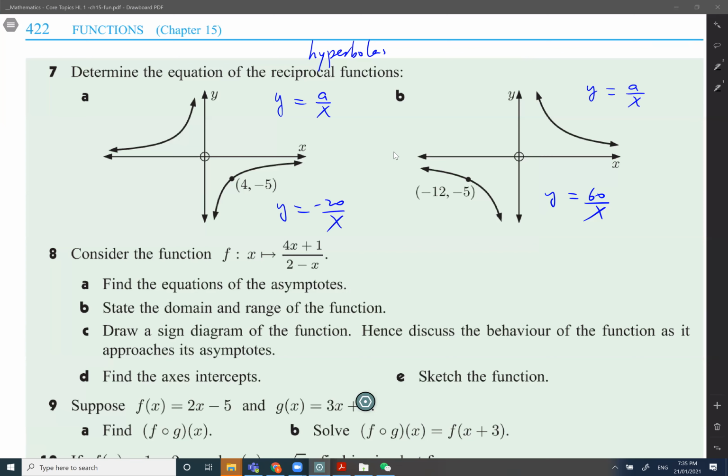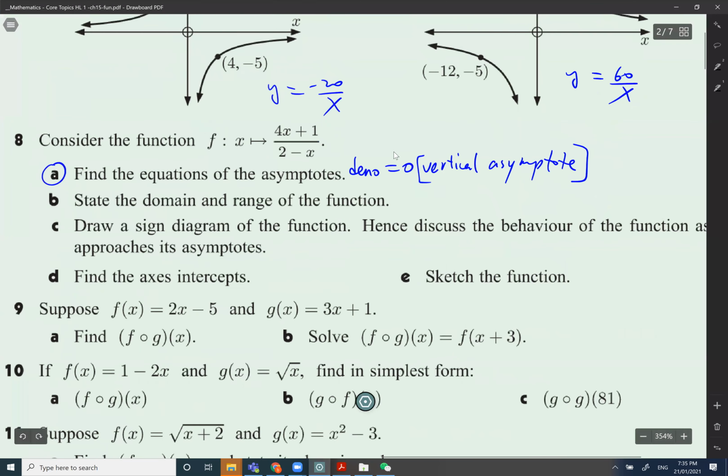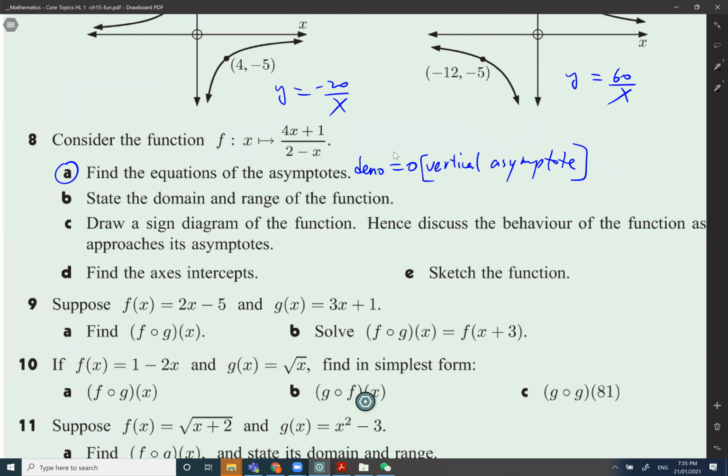Did you learn this? Isabel, answer the question. x equals positive 2 for a. This is the vertical asymptote. For a vertical asymptote, the denominator equals 0. Denominator equals 0, you get the vertical asymptote.